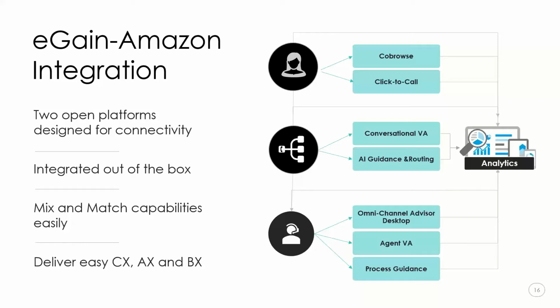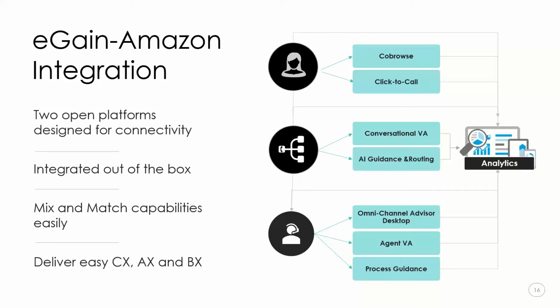Now, when that call comes into the Amazon Connect call center, our conversational VA and AI guidance can further refine the customer query and route the call to the appropriately skilled agent. A human agent can now take over the call with the customer. The agent can rely on the same process guidance to continue down the path identified by the conversational VA and AI guidance.